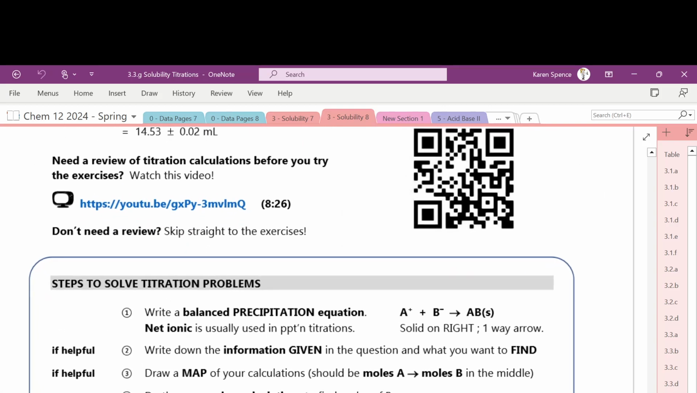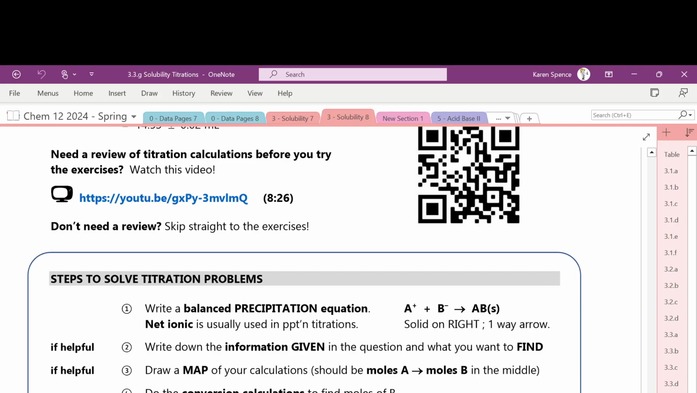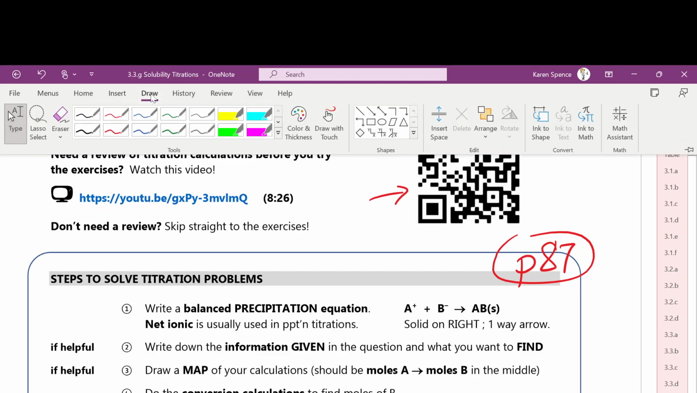Now, should you need a detailed set of instructions on how to solve a titration problem, we have them here at the bottom of page 87. If you want a review of how to do the titration calculations, this QR code will take you there. It's up to you whether you want to do that or not. I'm actually just going to summarize how to do the calculations in 3 steps rather than 5 steps. Shorten it up a little bit for you.